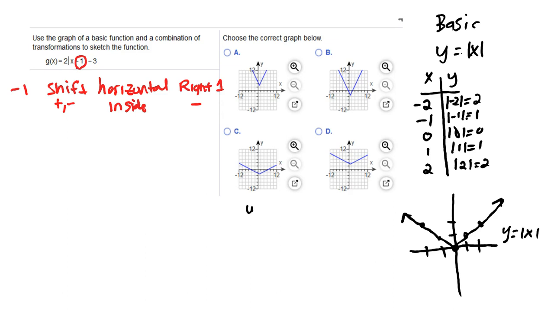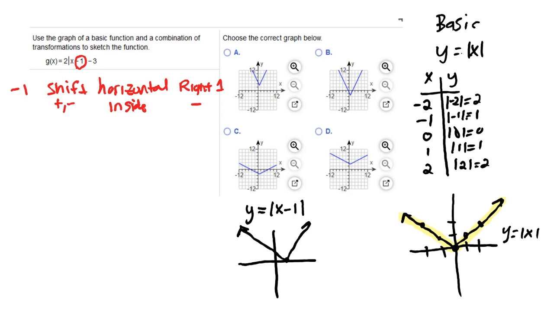So if I were to do y equals absolute value of x minus 1, that's the only transformation, that -1, that will take all of the points that we see here on this graph and move them over to the right. So right 1 unit, and it will be a graph that looks like this. Still a V, but shifted to the right 1 unit.